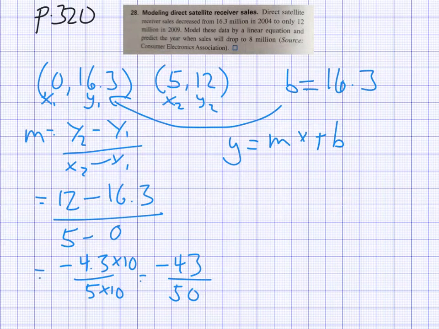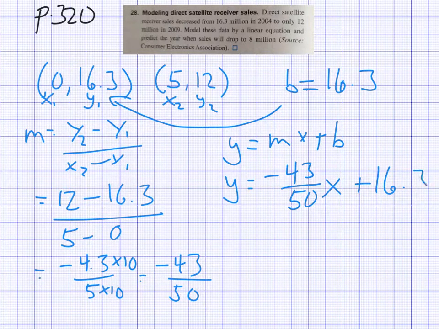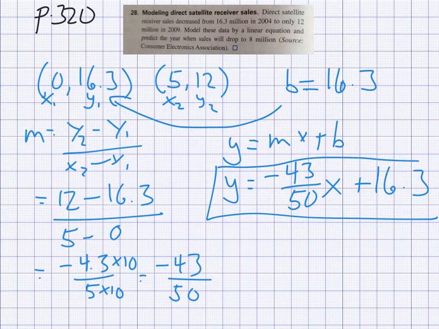y equals mx plus b is what we want. We have y equals negative 43 over 50x, right, that's our m, plus b, which is 16.3. So there's the first part of this problem. We have our linear equation that models the data, and it's in y equals mx plus b. So that's the first part.